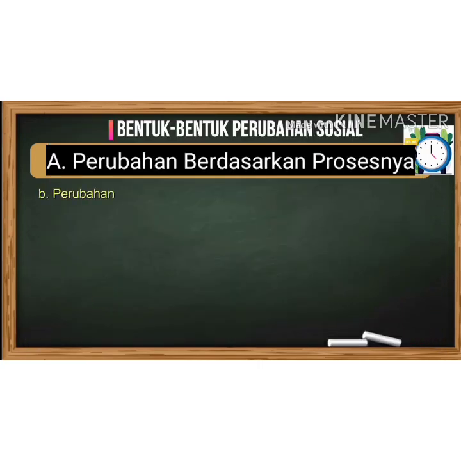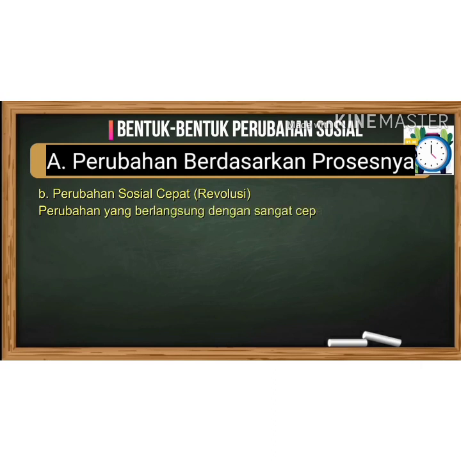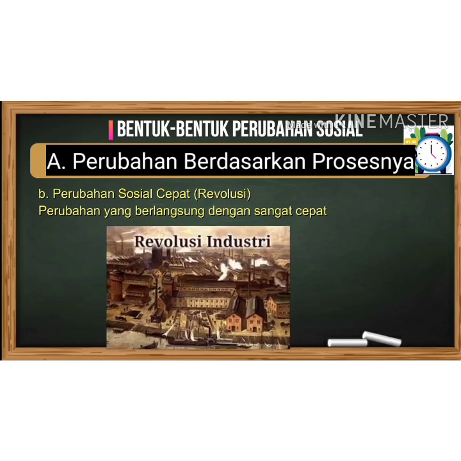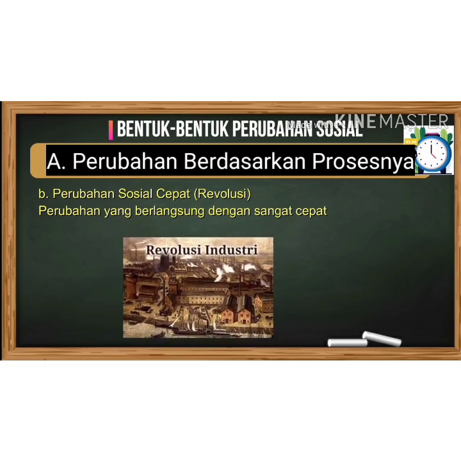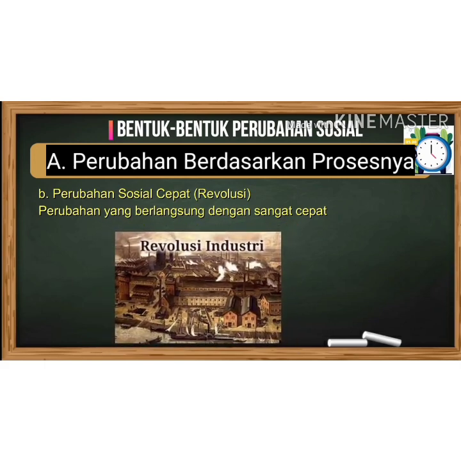B. Fast social change or revolutionary. Revolution is a term for change that takes place very quickly. Revolution changes the basis of basic life in society. An example that has changed the world is the industrial revolution in Europe, when factories that worked with traditional tools were replaced by large machines. Yes, that's social revolution or rapid change.